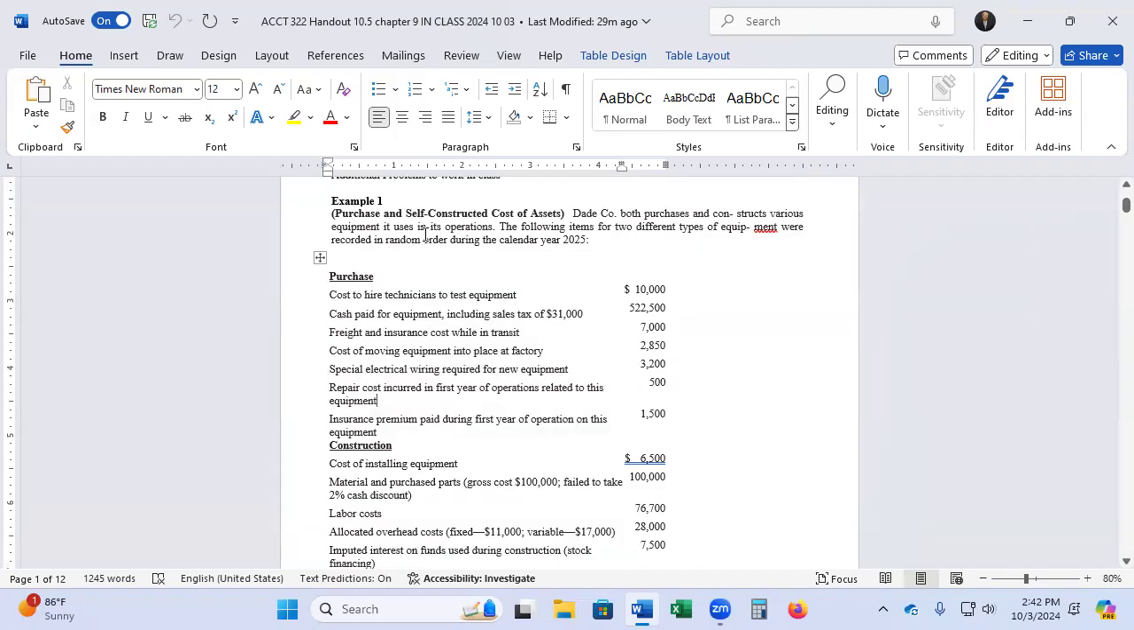Now, you might want to take the staple out of your handout, because the way I set it up, it has the answer on the back page.